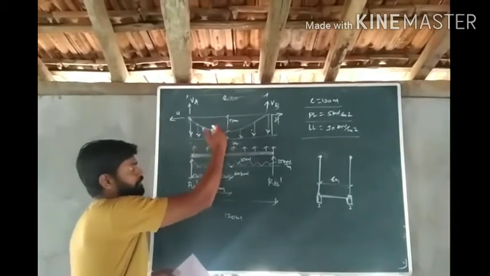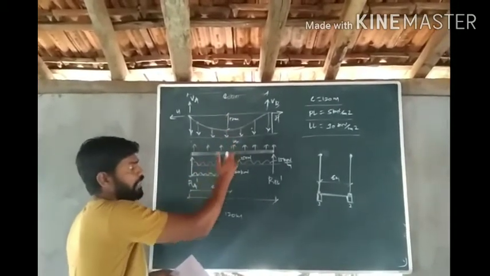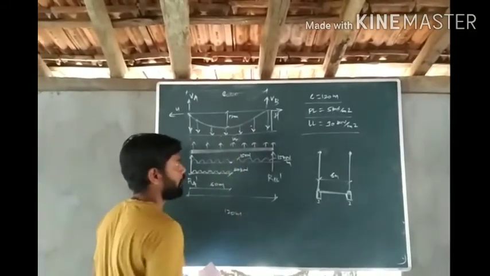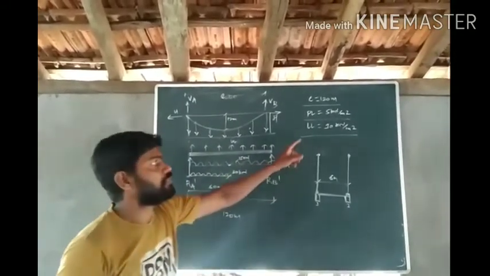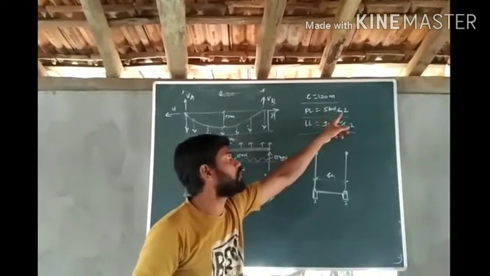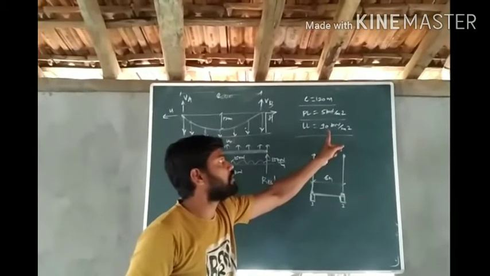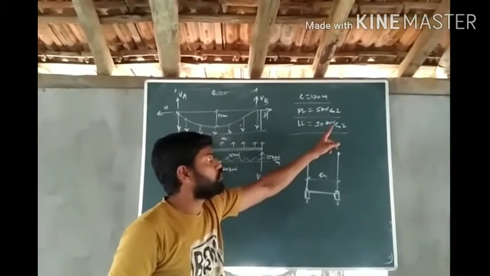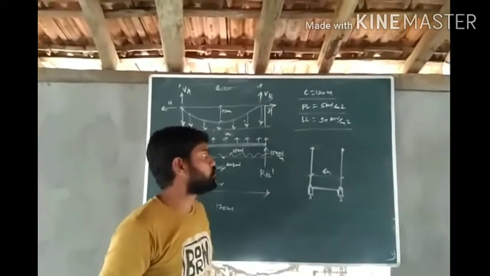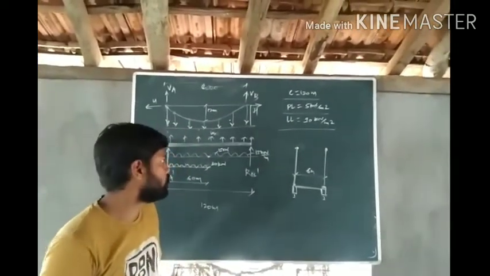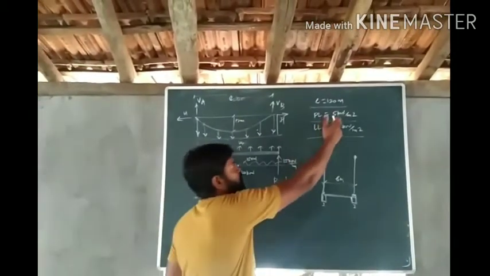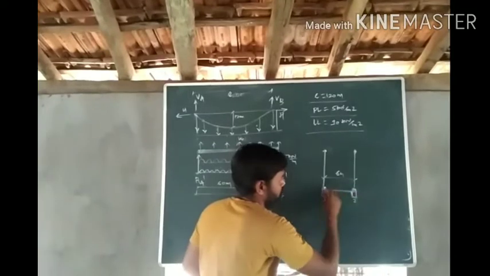So we will consider the cable part separately and the stiffening girder part separately. So this is the stiffening girder. The load is given in the form of load per meter square, kilonewton per meter square. Live load is also 10 kilonewton per meter square. So we should know this load in the form of UDL, uniformly distributed load. So how will we calculate the load on the stiffening girder? This 5 kilonewton per meter square acts on this entire surface.